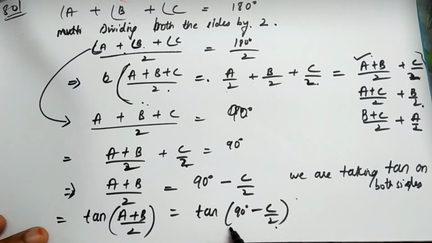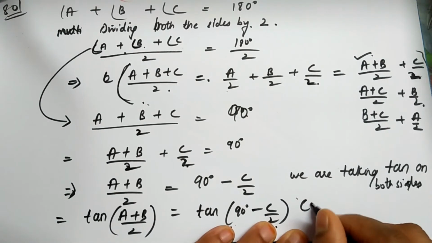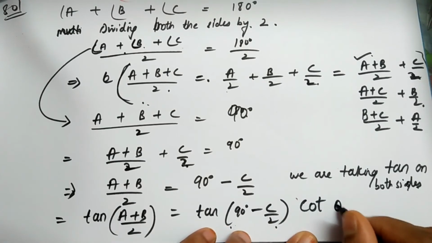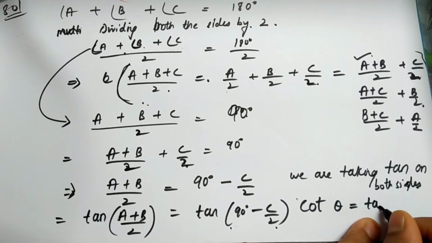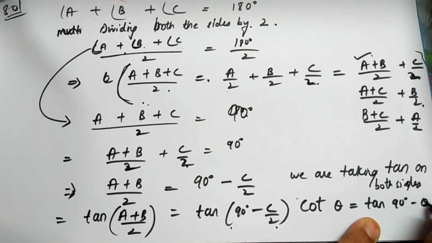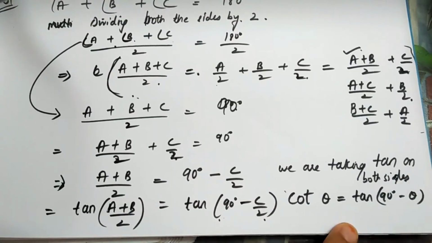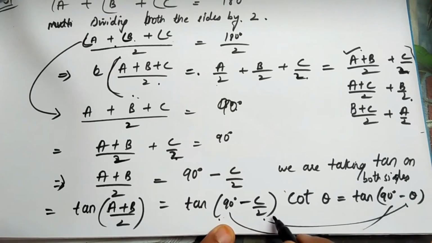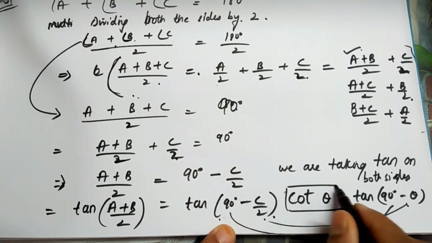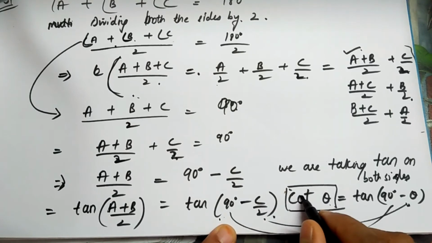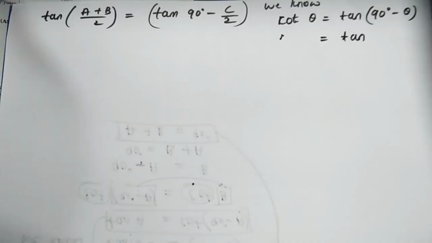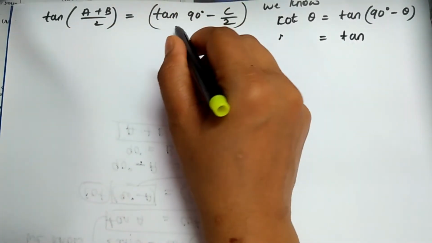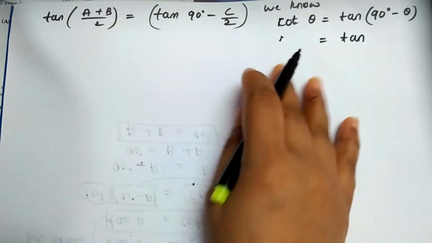When we see this, doesn't it seem very similar to cot theta is equal to tan of (90 degrees minus theta), right? Here 90 is 90, and theta is c by 2, so it is converted into this. Tan of (a plus b) by 2 is equal to tan of (90 degrees minus c by 2), that we have got.